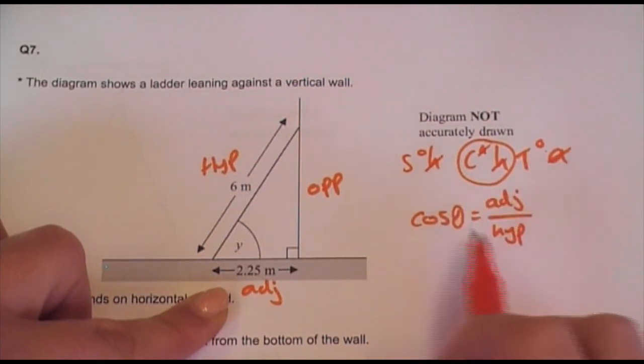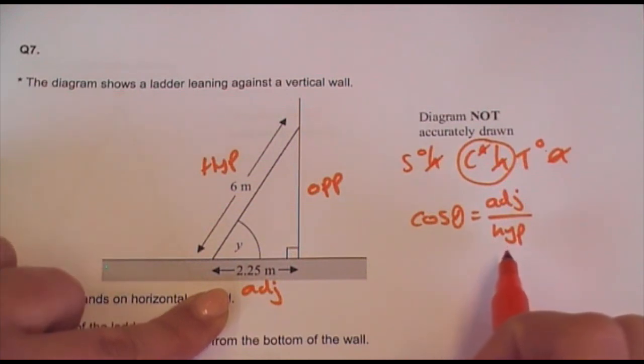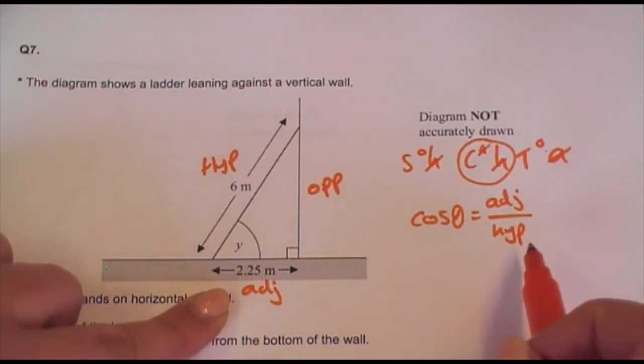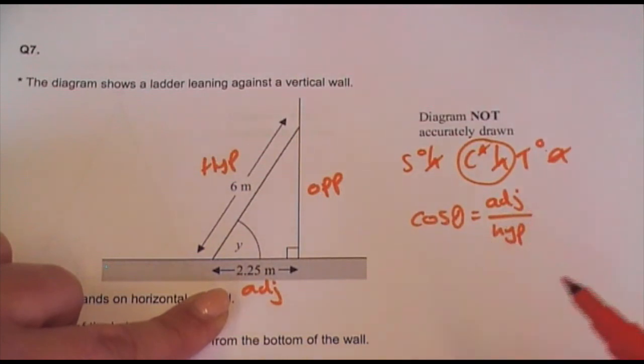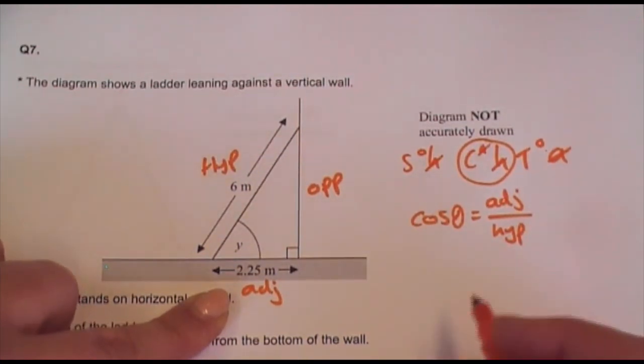Notice how I write this out every time. I do that just in case I've got my letters the wrong way round, and I'm telling the examiner then, I may not have remembered this correctly, but this is what I'm going to use for the question, and then you might get some method marks.